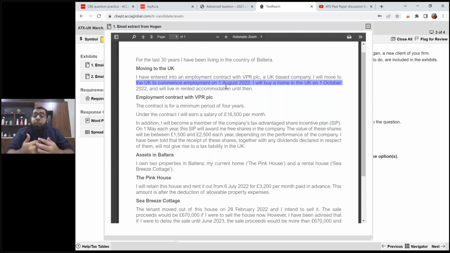What do you mean by split year basis? Split year basis means that your residency status will change during the year. The 183-day rule, the 365 days rule, those rules will not apply. Your residency status will change immediately. And this happens when you move in or move out of the UK with a permanent intention or with a permanent employment. So he will be split year resident from 1st August 2022.